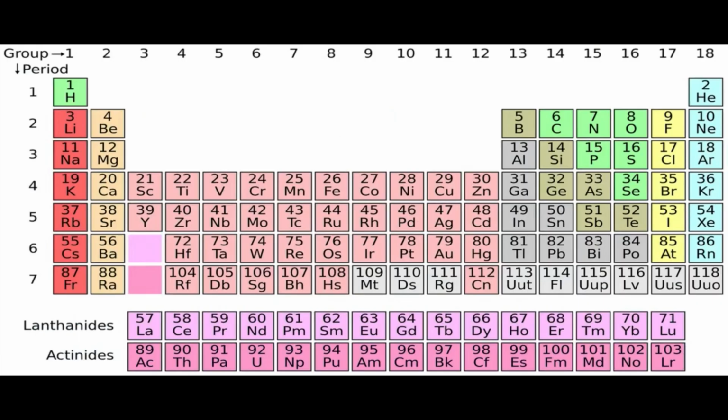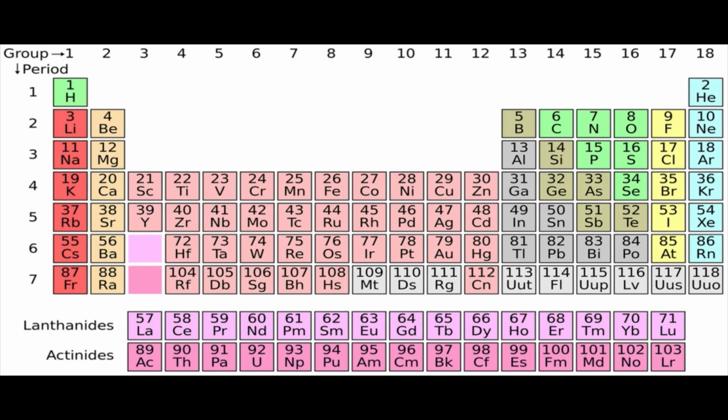Now, this is how the periodic table looks. All the elements are listed in order of increasing atomic number. So the atomic number is the number of protons in the nucleus of the atom. Now, in this image, as you can see on the top left corner, it says group and period. So the vertical columns of the periodic table are called groups or families, and the horizontal rows are called periods. There are 18 groups and 7 periods.